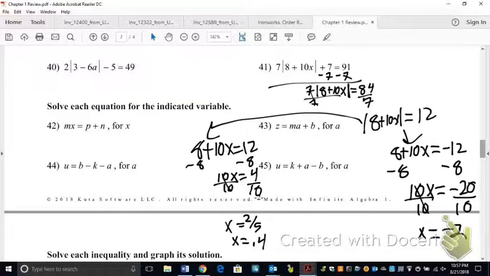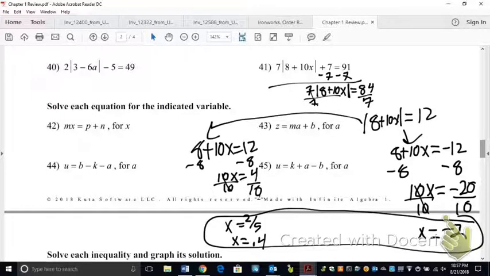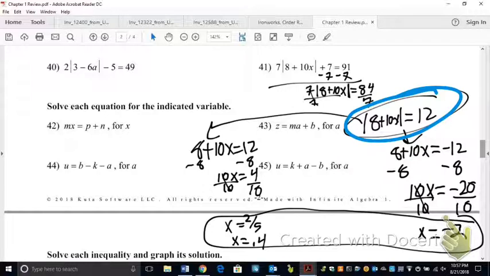Now again, remember, absolute value simply relates to how far a number is away from 0. So when we have right here the absolute value of 8 plus 10x equals 12, that's true whenever the answer to 8 plus 10x is 12 away from 0. So that's when that is equal to positive 12, because 12 is 12 away from 0, or negative 12, because negative 12 is 12 away from 0. That's why we have those two answers, and both are true.